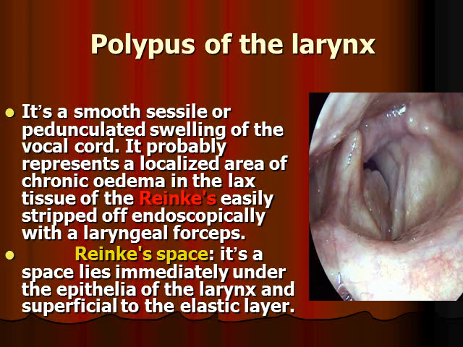It probably represents a localized area of chronic oedema in the lax soft tissues of the larynx space, easily stripped off endoscopically. Of course, stripping is just a longitudinal incision along the whole cord, and with a laryngeal forceps will clear this condition. The larynx space is a space that lies immediately under the epithelium of the larynx and superficial to the elastic layer, which forms the bulk of the true vocal cord.